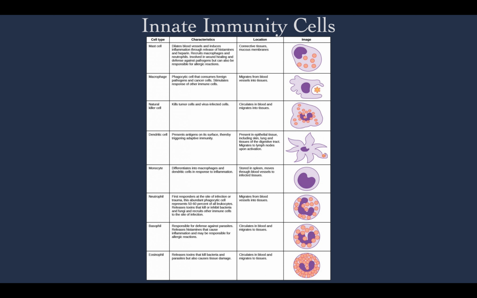And finally, neutrophils. They are the first responders at the site of infection or trauma. They are very abundant phagocytic cells that represent about 50% of all leukocytes. Neutrophils release toxins that kill and inhibit bacteria and fungi and recruit other immune cells to the site of infection.